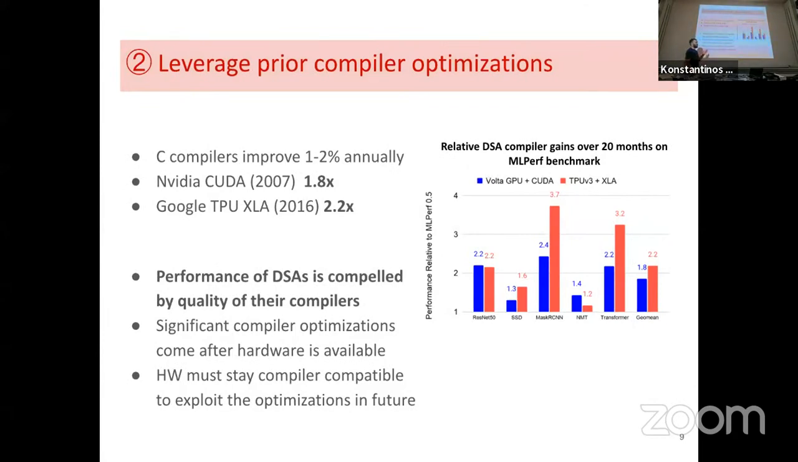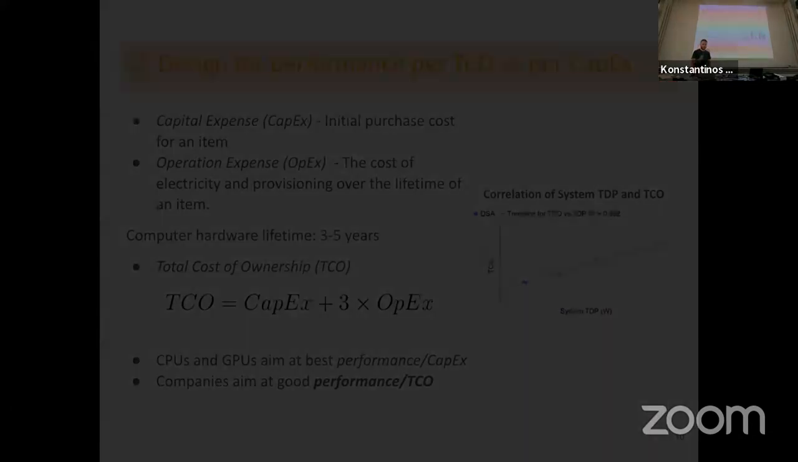Number two is leveraging prior compiler optimizations. Compilers improve continuously, mature compilers only slowly, but as you can see in the graph, the CUDA compiler from NVIDIA and also the Google TPU XLA compiler have, over a 20-month period, almost doubled in performance. This is essentially free performance that you're getting continuously. And if you really want to exploit it, your hardware should stay compatible with the compiler. Also, a lot of these optimizations come only after hardware is released to the compiler developers. So you should stay compatible is the lesson.